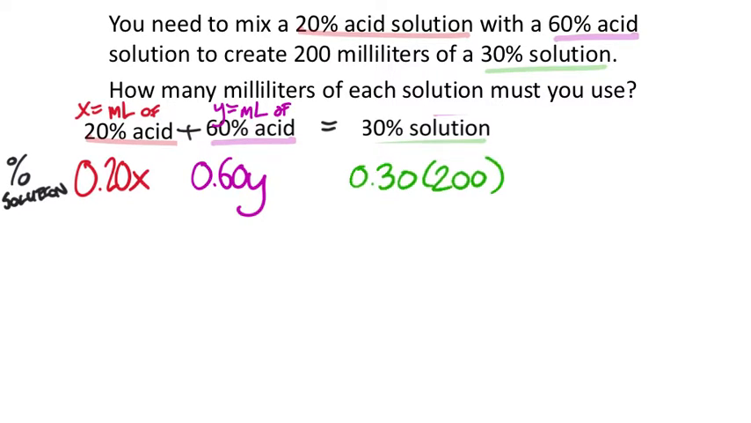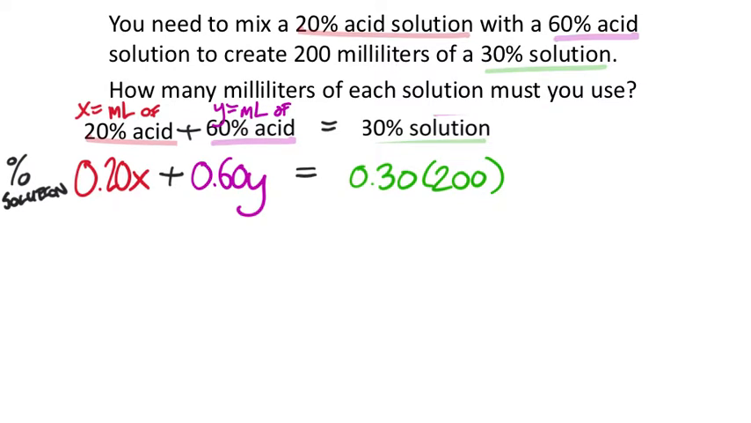So there's 200 milliliters of that 30% solution. We just don't know how much of it is 20% acid and 60% acid, but we do know how much of the final solution we want. So we see that this equation sets up this way. If you were adding the two acids together, the 20% and 60%, we want the final solution to be at 30%, 200 milliliters at 30%.